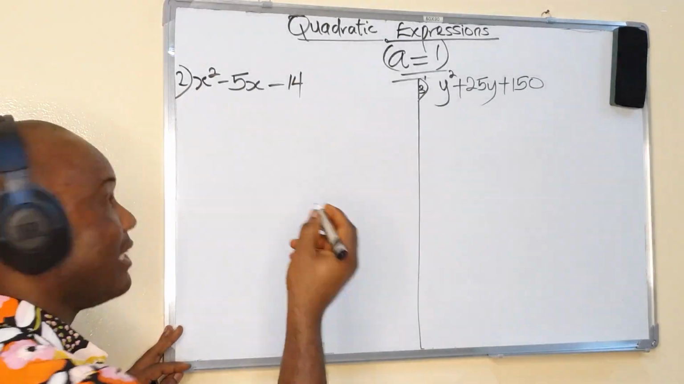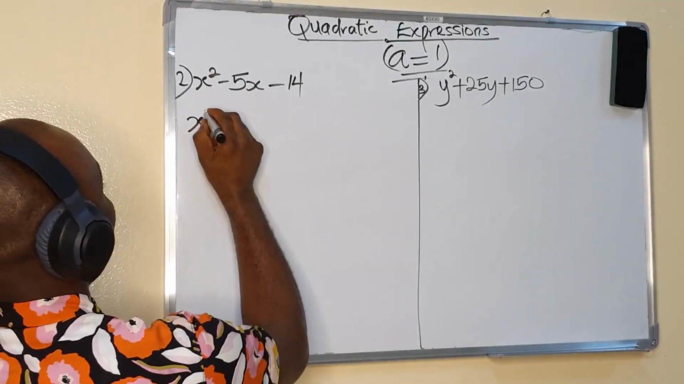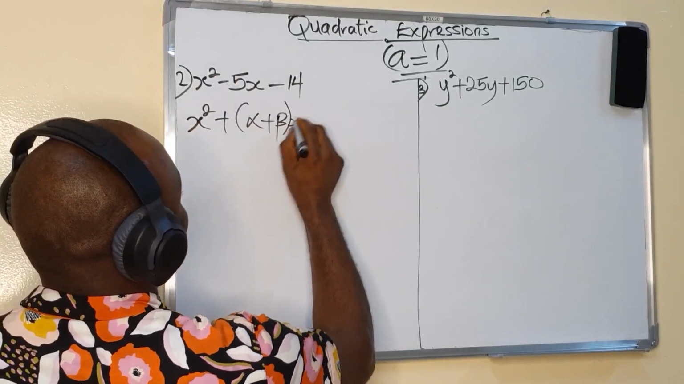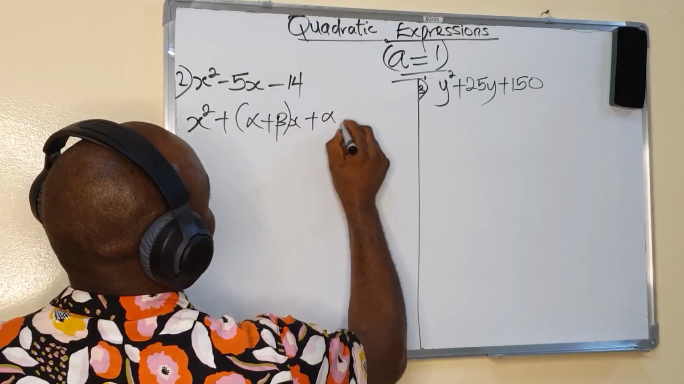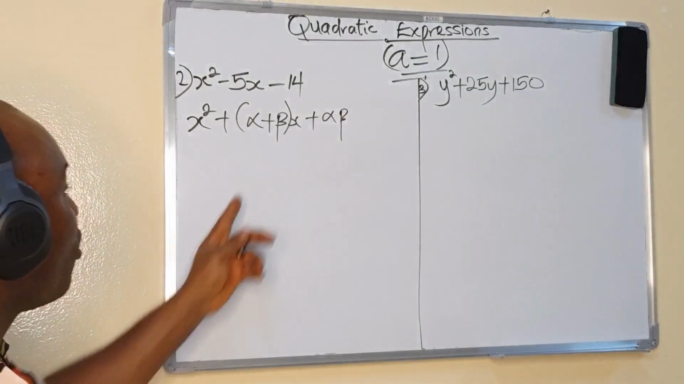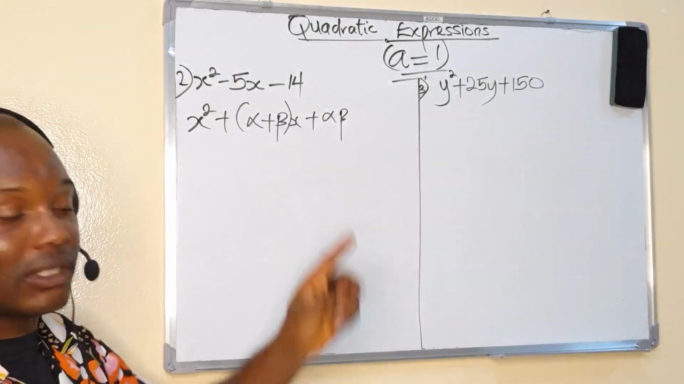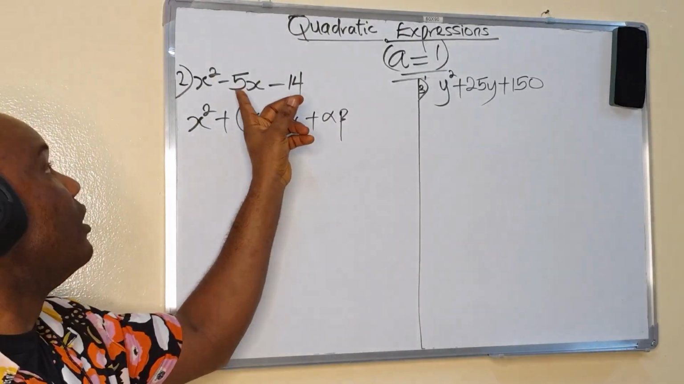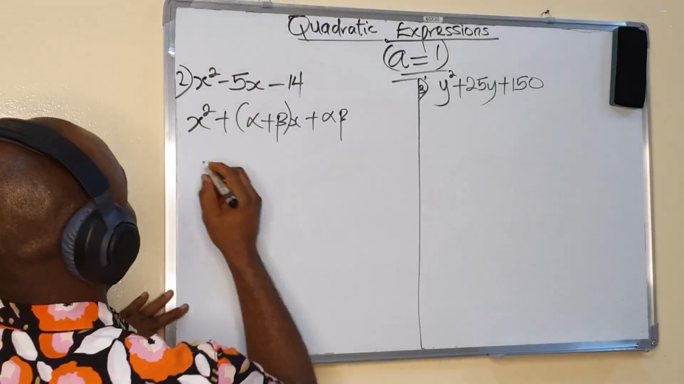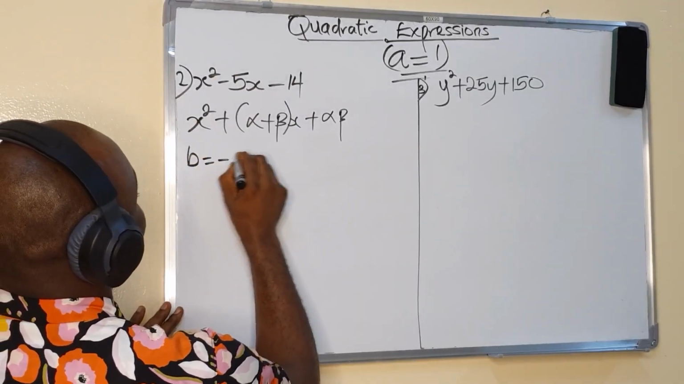Remember, all it implies is you have to leave it in the form s squared add open bracket alpha add beta close the bracket x add alpha times beta. This is the basic rule. Therefore, all it implies is looking for two factors that when added together will give you the middle term, which is the b. And here our b is -5. Our b here is -5.